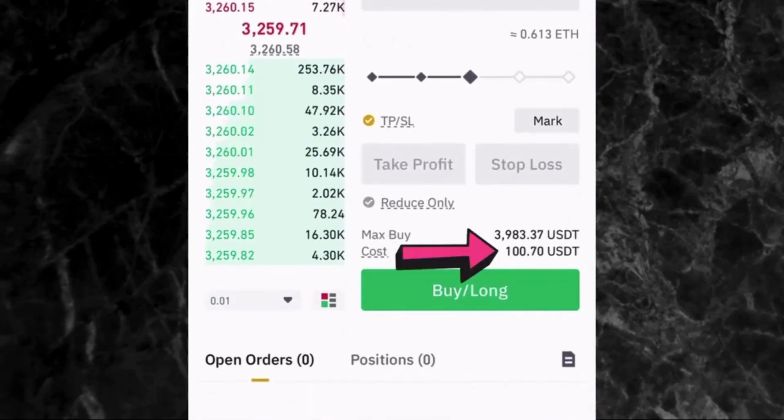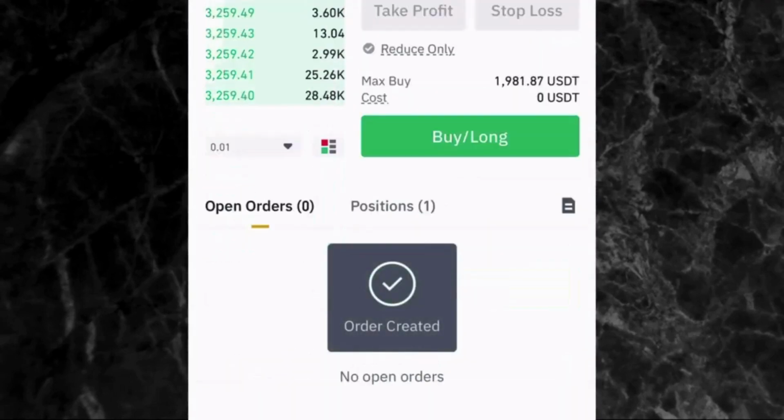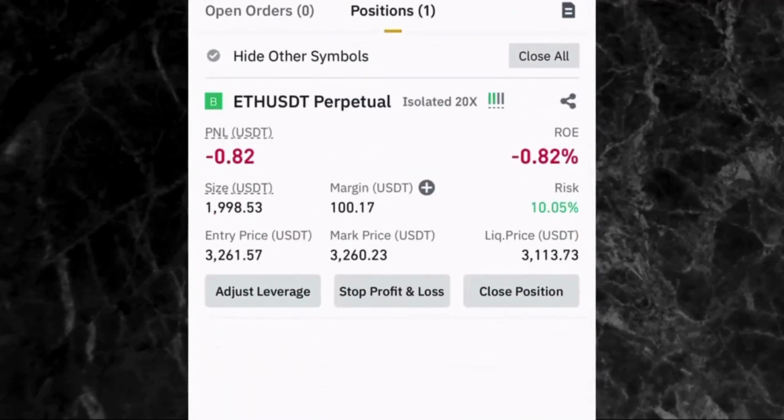And then once you come down here, you see the cost is $100. So you're entering this trade with $100. And then once you tap on buy or long, the trade will be open. So once you tap on position, you will see your trade under position. You can see it right here under position. Now let me explain some terms or some things you need to know right here.